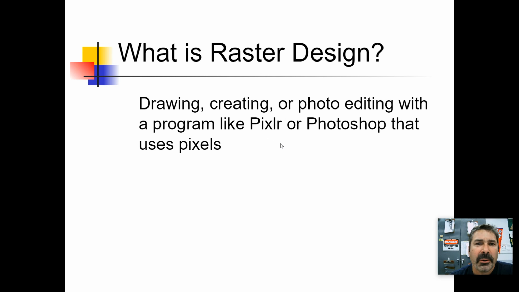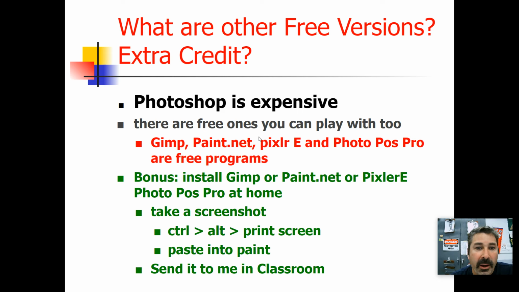All right, what's raster design? It's when you use software like Pixlr E to design cool stuff. All right, so there are free versions of it. So Pixlr E is free, GIMP is a picture editing software that's free. Paint.net is, PhotoPea Pro is. There's other ones you can look up on the internet.